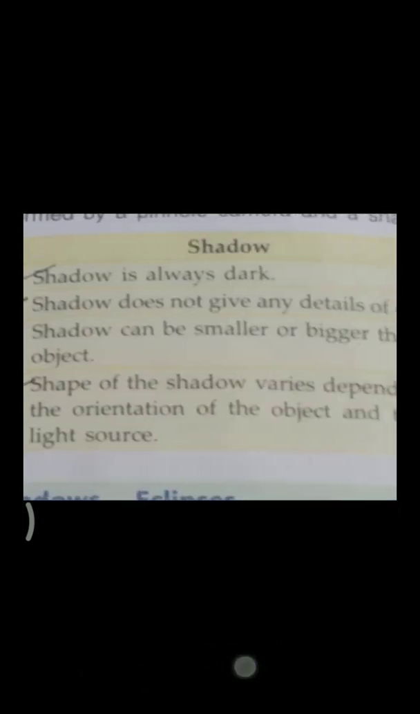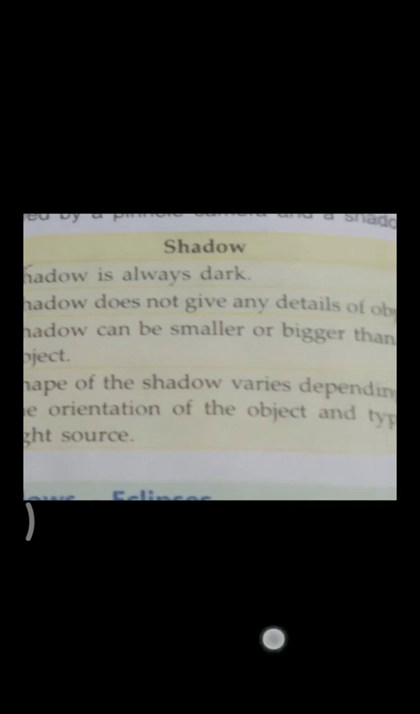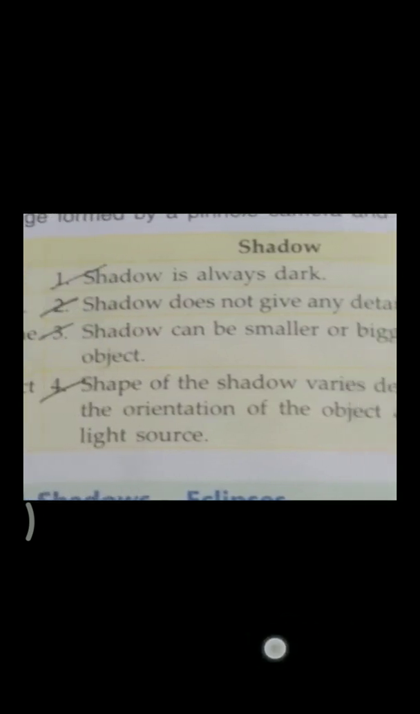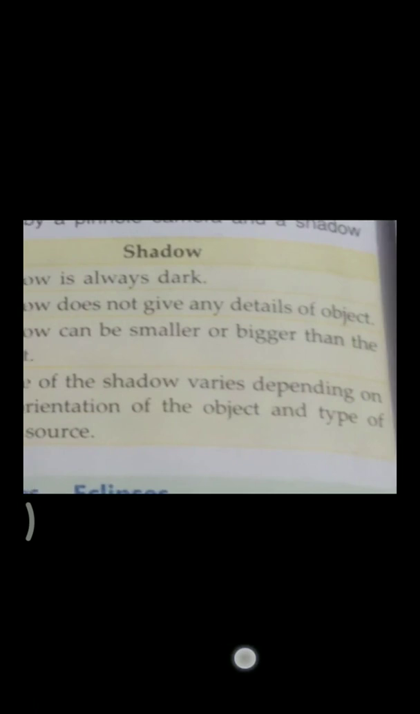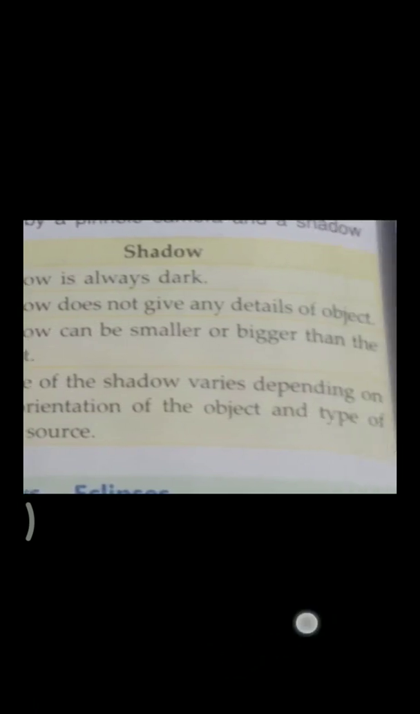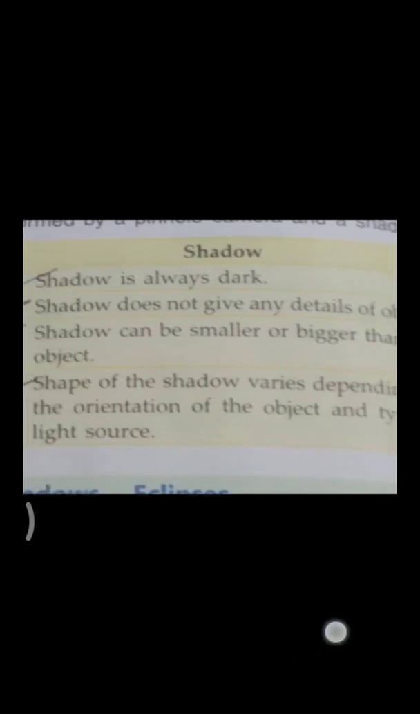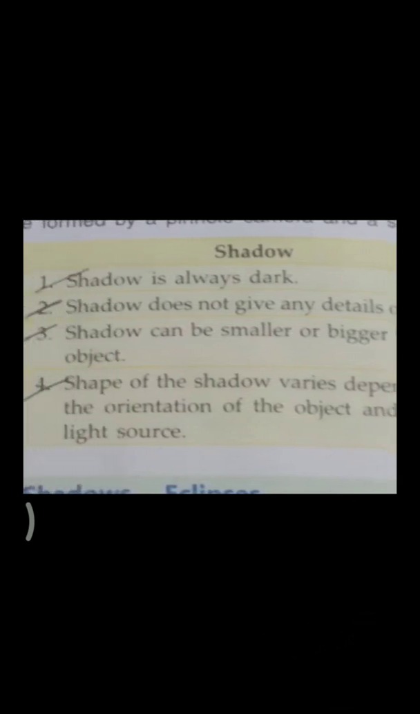For the shadow: it is always dark. Second point, a shadow does not give any detail of the object. Third point, a shadow can be smaller or bigger than the object. Fourth, the shape of the shadow varies depending on the orientation of the object and the type of the light source.